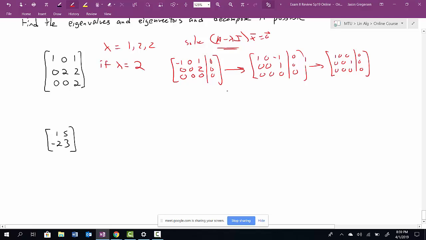I'll write out the associated equations. x1 equals 0, x3 equals 0, x2 is my free variable. Looks like my solutions look like 0, 1, 0. I had lambda repeated twice, but I only got one eigenvector. That tells me in this case, I cannot diagonalize my matrix. Not because the eigenvalues are repeated, but because I didn't get enough eigenvectors. Sometimes I will, sometimes I won't. Any questions there?